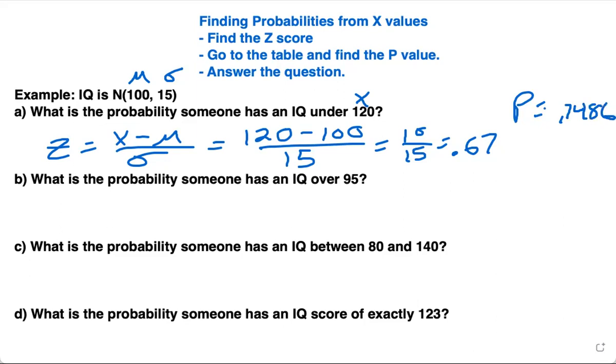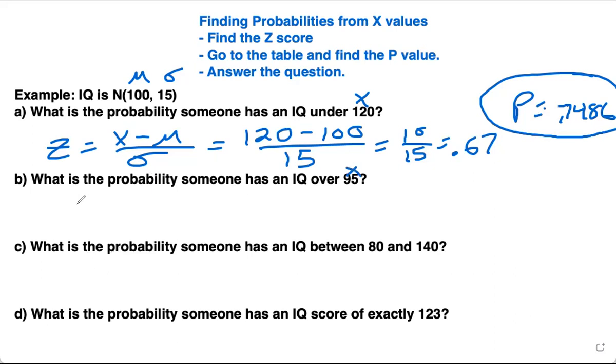Am I done? Well, what do they want? They want under, they want less. And if it's less, the z-table, remember, reads less. So I'm done with part A here. The answer is 0.7486.